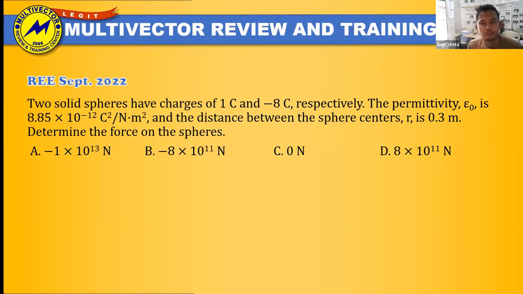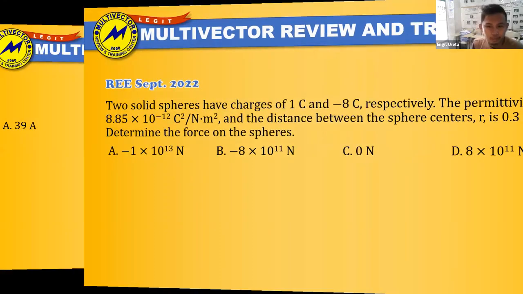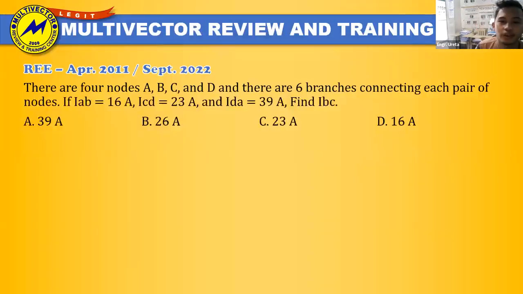The question came out in April 2011 and returned in September 2020. There are 4 nodes A, B, C, D, and there are 6 branches connecting each pair. If IAB is 16, ICD is 23, and IDA is 39 ampere, find IBC.